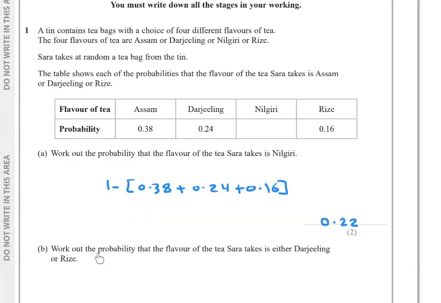B. Work out the probability that the flavor of the tea Sarah takes is either Darjeeling or rice. So add the probability of Darjeeling and the probability of rice. So 0.24 plus 0.16 equals 0.4.